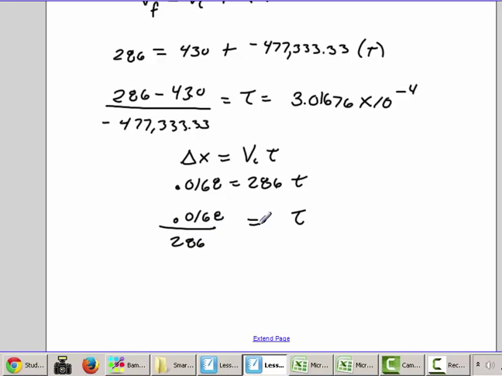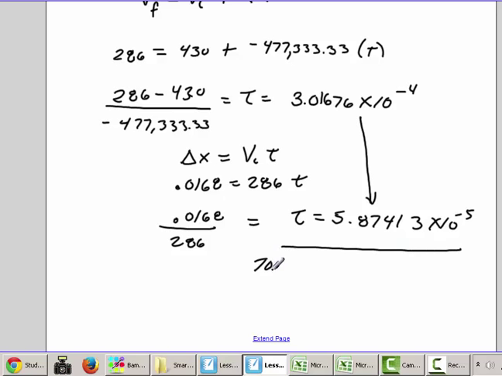We'll do that real quick. 0.0168 divided by 286 gives me a time of 5.87413 times 10 to the minus fifth. All I have to do is add these two together and I will get the total time.